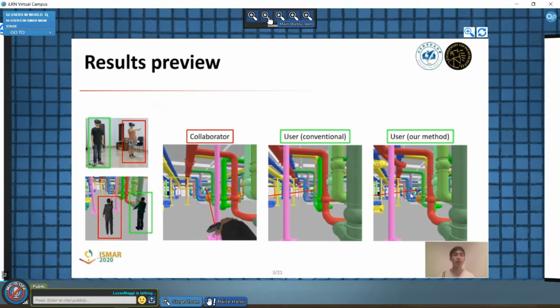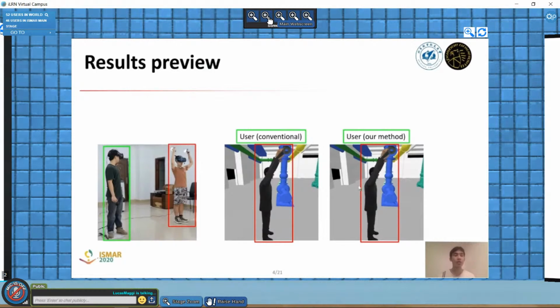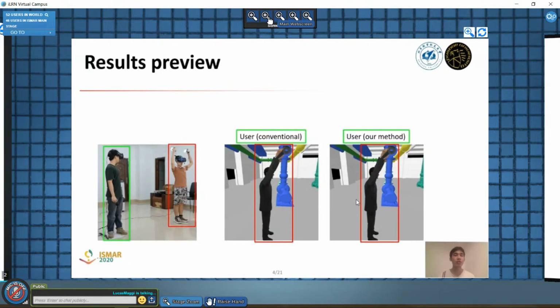Furthermore, our visualization method shows the part of the VE close to the user conventionally. For example, the nearby pink pipe appears at the same location as it does in the user's conventional image. This way, the user can turn to the collaborator and see the collaborator's avatar, which supports natural communication. This, of course, would not be possible if the user were simply given the collaborator's view.